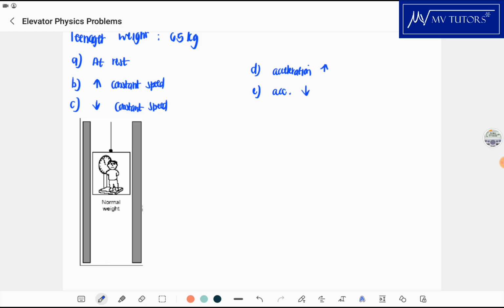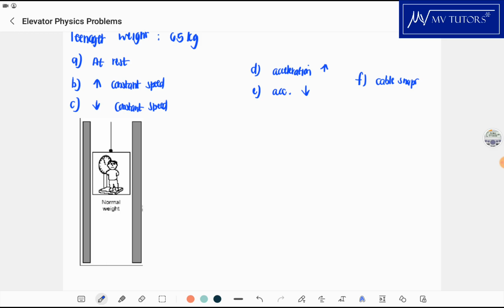And lastly, actually, 6 scenarios. I'm just going to put it there. What happens if the cable snaps? So let's look at all those scenarios.